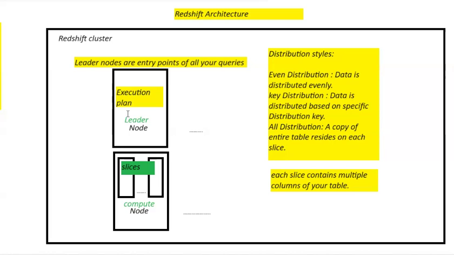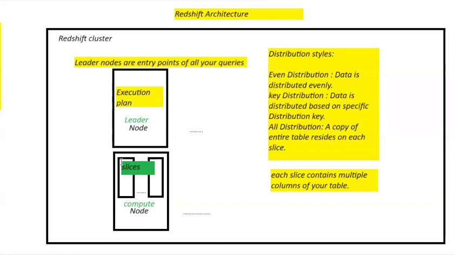Now, after that, this leader node distributes whatever breakdown tasks it has equally among all the compute nodes. Then what happens under the compute node? Under the compute node, what are the slices it has? Those slices will process their portion of data. Remember, each slice will do an equal amount of work.